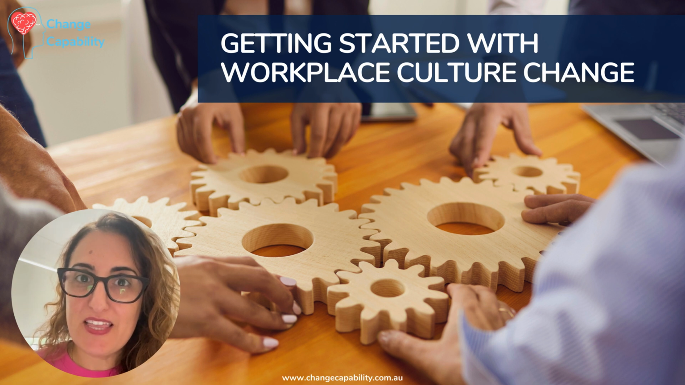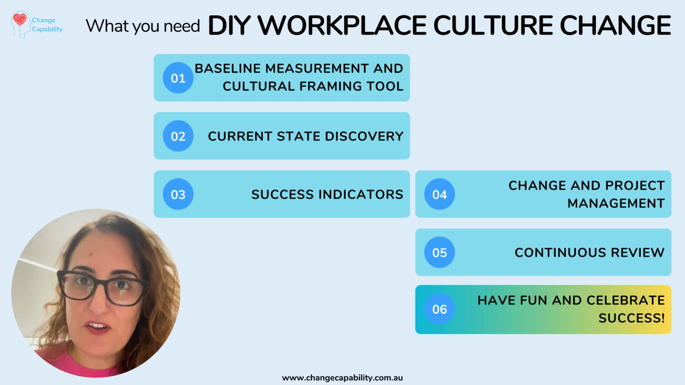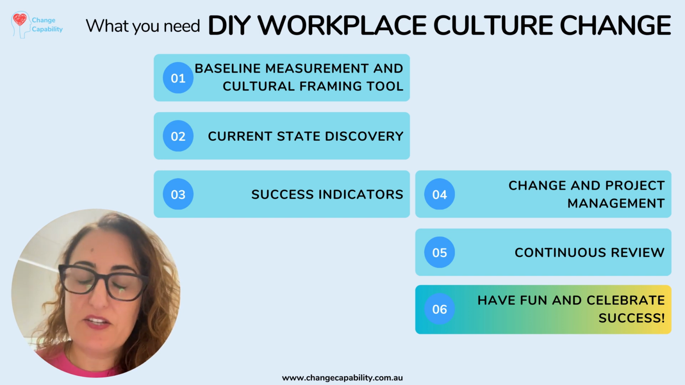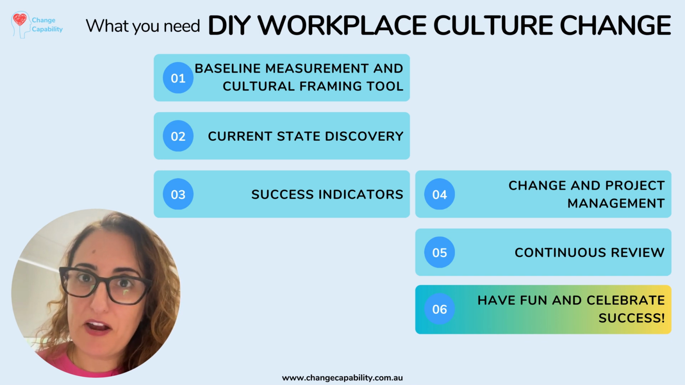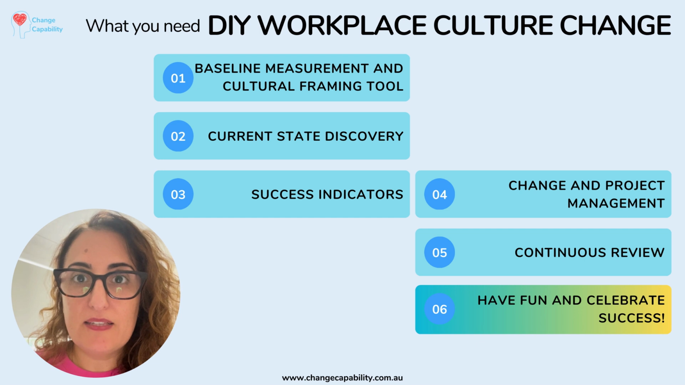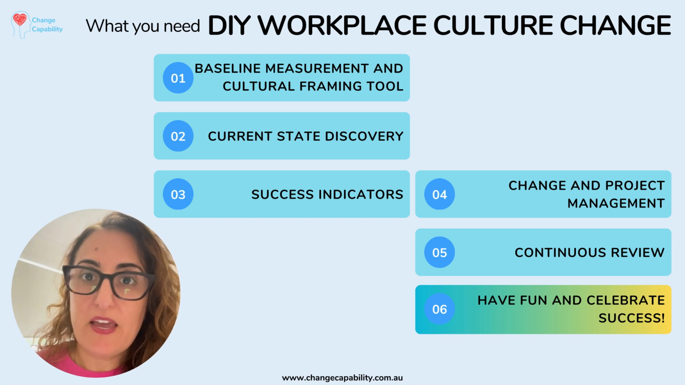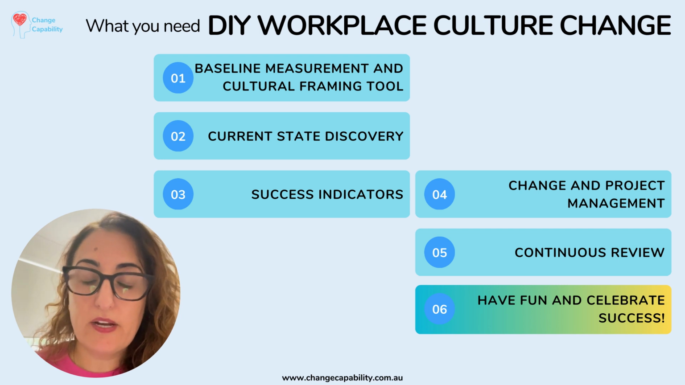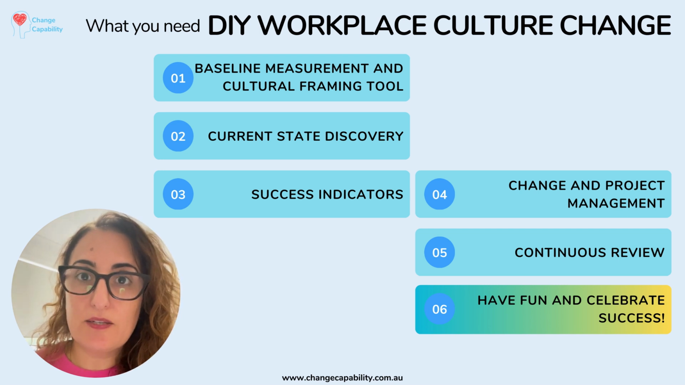So I'll go through a few key things that you need to get started with culture change so that you can plan accordingly. First thing we will need is a baseline measurement of what your current culture is like. So all the different elements. This means you really need to define the elements of culture, and there are different models you can use to frame your culture. So you will need a cultural framing tool. One example is Johnson & Johnson's Culture Web. This outlines different elements such as stories, symbols, rituals, power structures, and organizational structure, all as elements of culture.